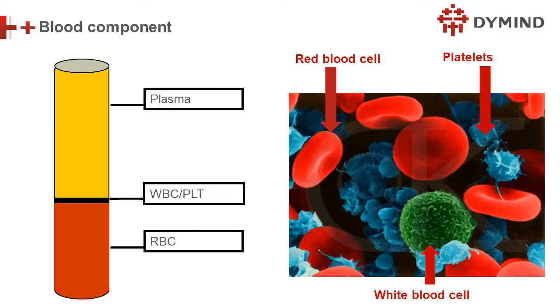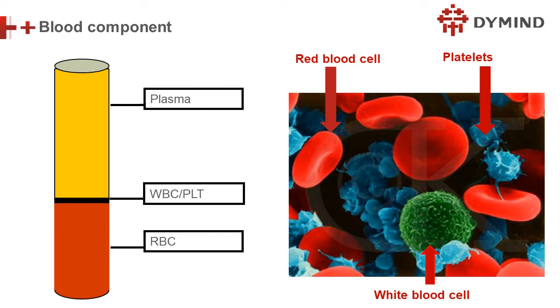So okay, we start from the blood component. First one, the blood will be three parts, like plasma and white blood cell and platelet. They will be stick together after we leave the blood sample for a few minutes or 10 minutes. The blood will have this condition, and at the bottom, that is the RBC.